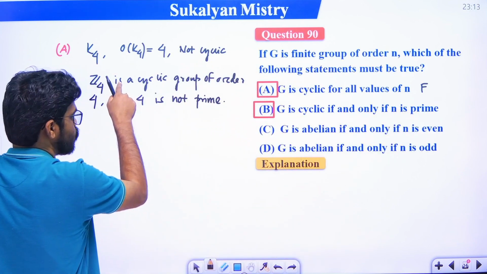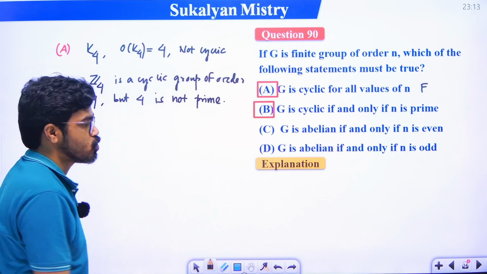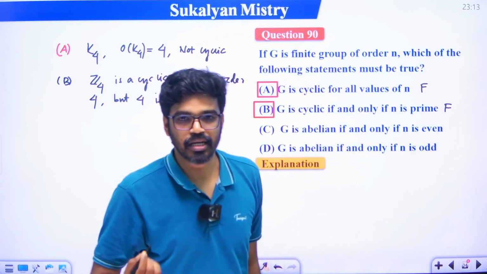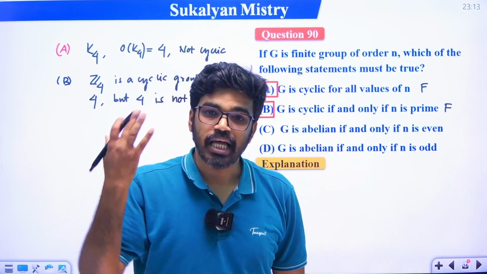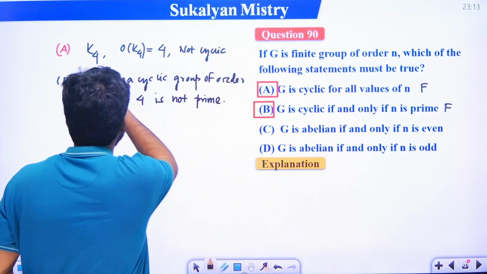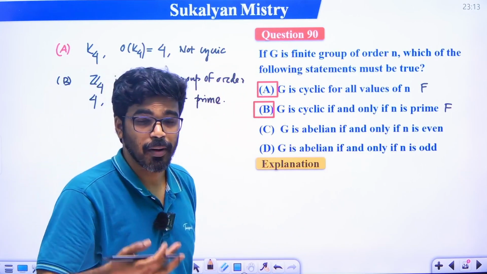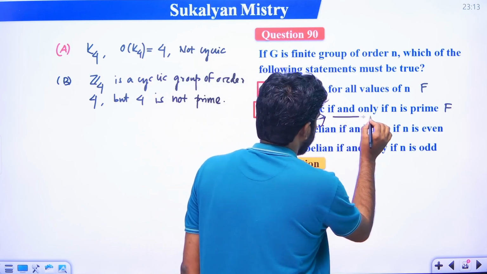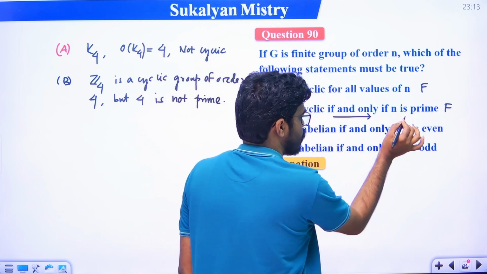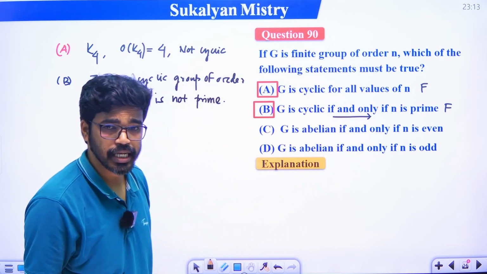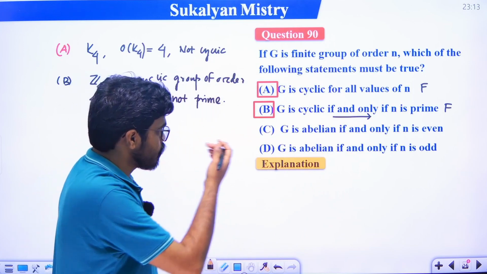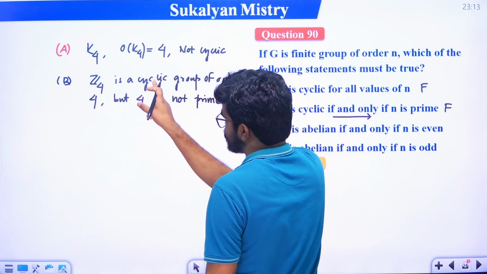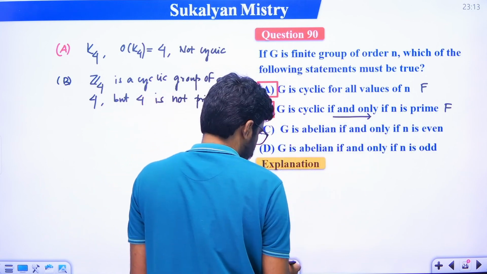Z4 is a cyclic group, but 4 is not prime. So this option is also false. Is it clear? Z4 is a cyclic group. What is the order of this group? The order of this group is 4, but 4 is not prime. But here it is given: if G is cyclic, then n must be prime. G is cyclic implies n is prime, which is false. If and only if G is cyclic implies that n is prime. But here we see Z4 is cyclic, but 4 is not prime. So option B is also false.